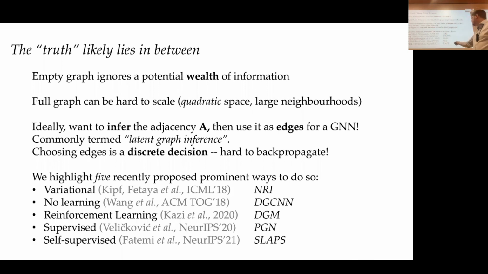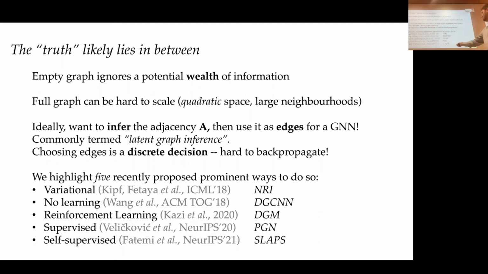Then there's its spiritual successor, the DGM, which uses reinforcement learning to select edges. Discrete decisions, reinforcement learning might be a good idea for that. You can also, as in our PGN paper, use fully supervised learning if you have some belief on what the edges might look like, but you want to then use that knowledge to expand to a different, manually learned set of edges.